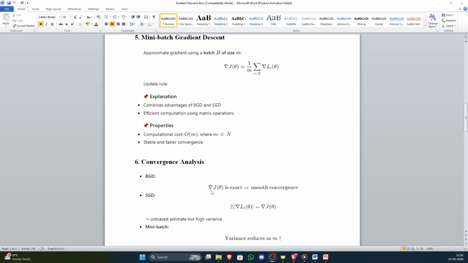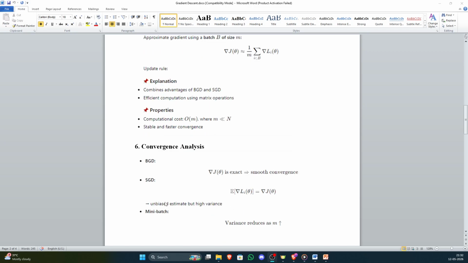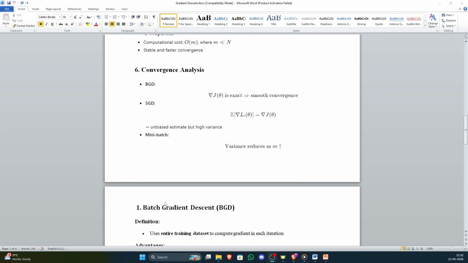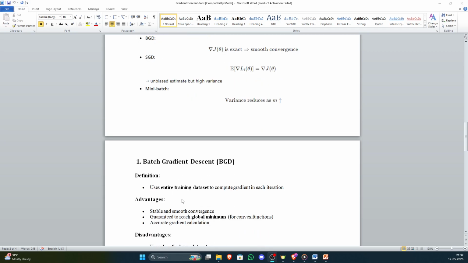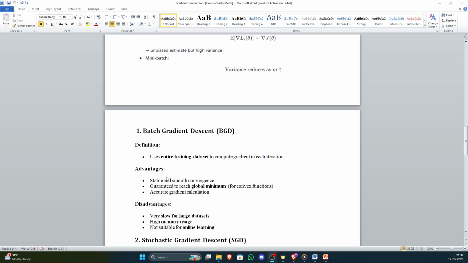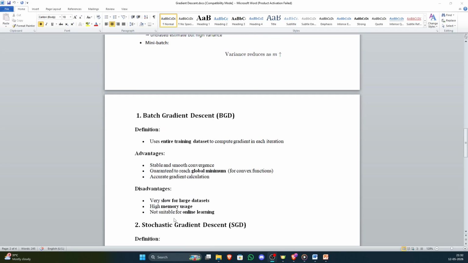is exact, which implies smooth convergence. So then mini batch gradient descent. So BGD uses the entire training data set to compute the gradient in each iteration. These are the advantages and disadvantages.